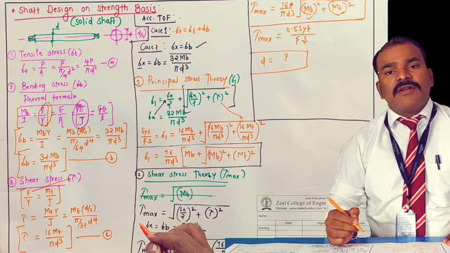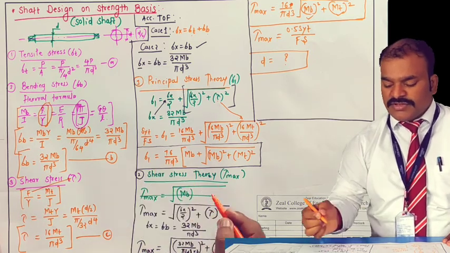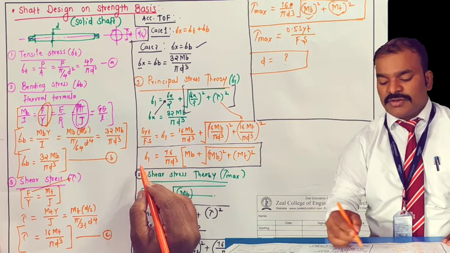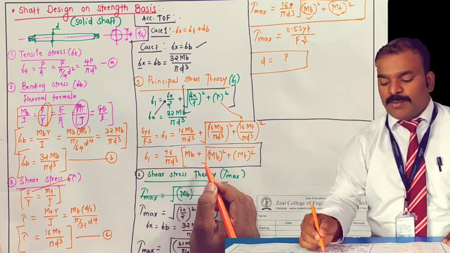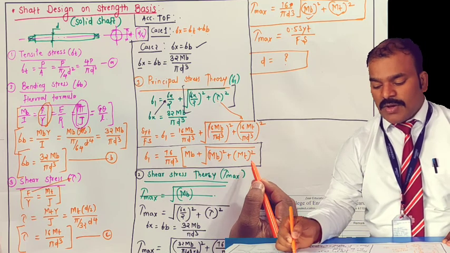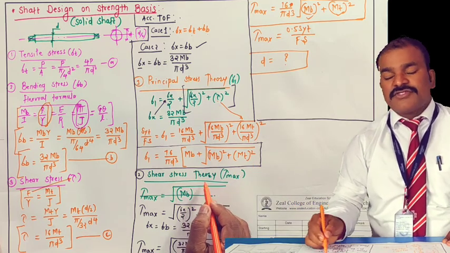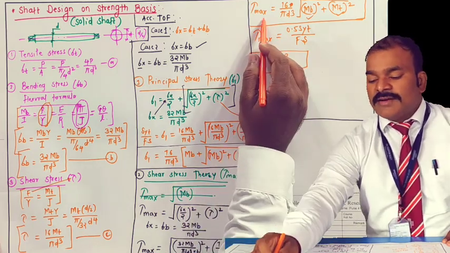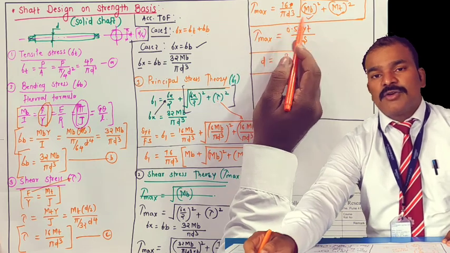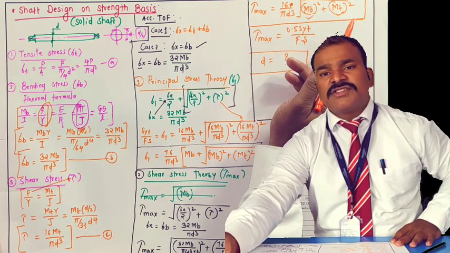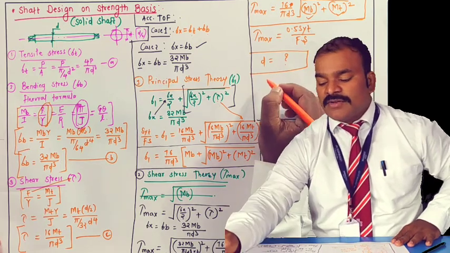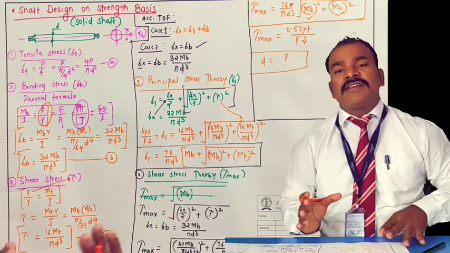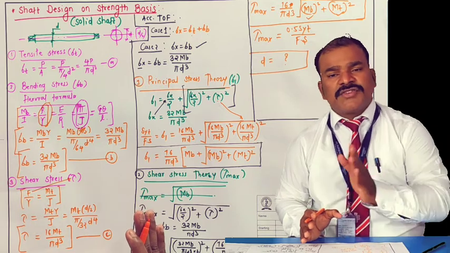So we have seen two theories of failure. The first one is the principal stress theory, through which we get the equation sigma 1 is equal to 16 by pi d cube in bracket Mb plus square root of Mb square plus Mt square. In case of the shear stress failure theory, tau max is equal to 16 by pi d cube square root of Mb square plus Mt square, through which we can calculate the diameter of the shaft, and that will be the basic design of the shaft on the basis of strength.